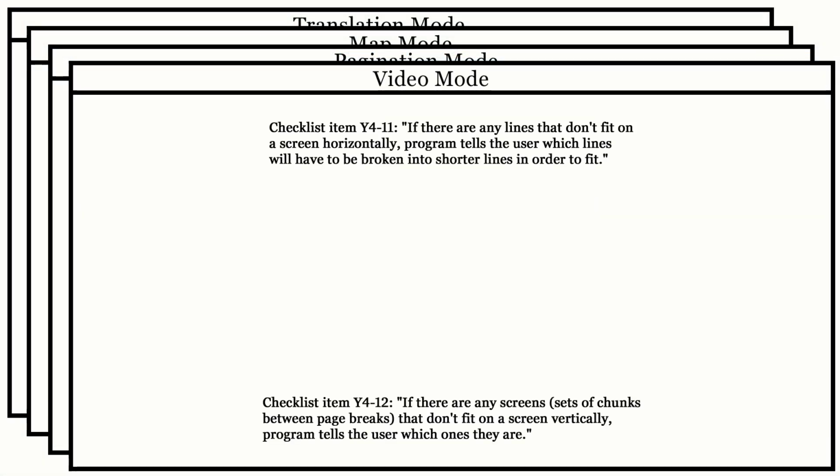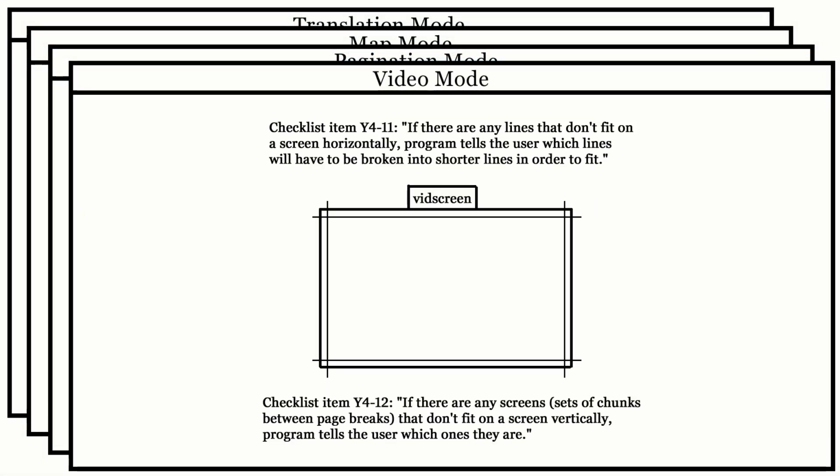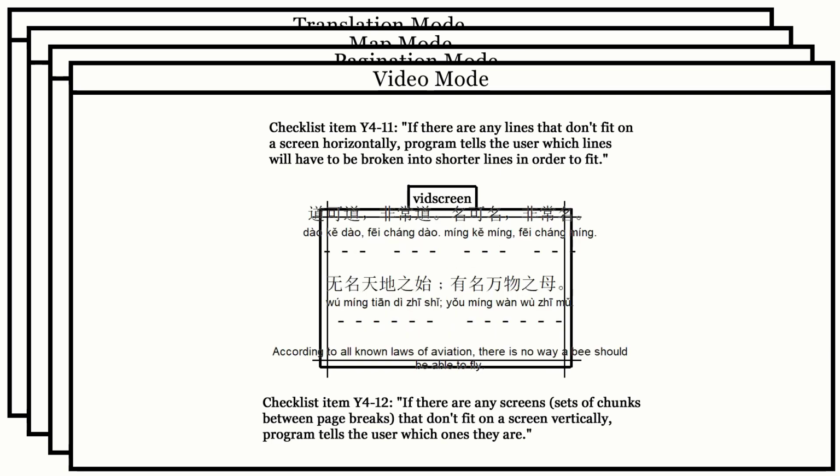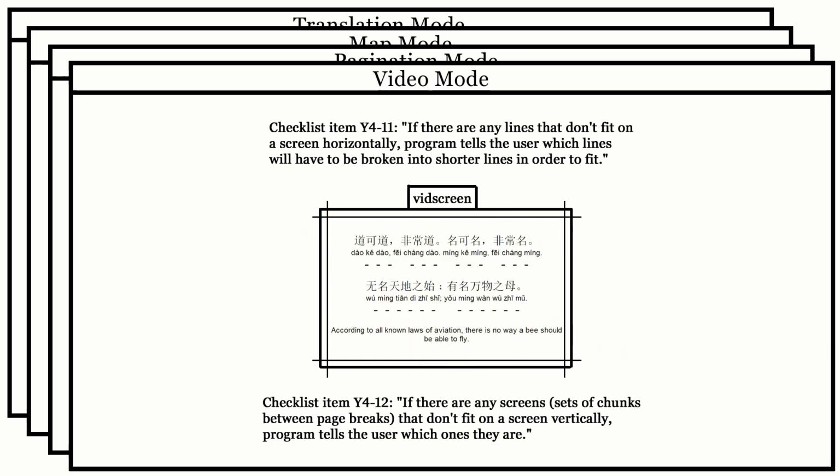And then we have the same thing about fitting screens horizontally and vertically, like in pagination mode, about fitting pieces of paper horizontally and vertically. Checklist item 4-11. If any don't fit horizontally, the program tells the user, and checklist item 4-12, if any don't fit vertically, the program tells the user.